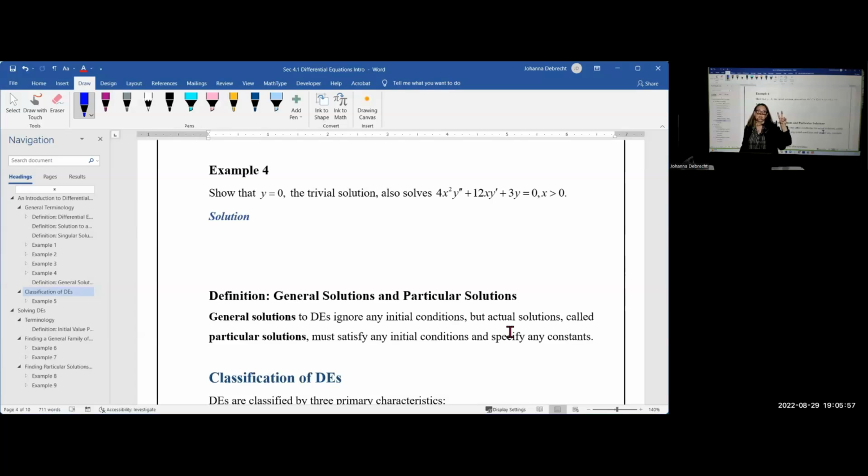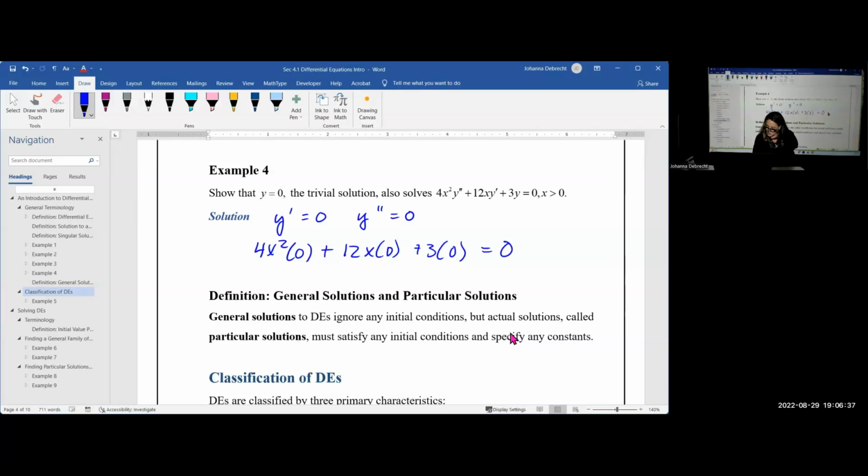We found two solutions for it that depended upon x, which means that they're not singular solutions, right? So this is a singular solution because it does not depend on the independent variable. It just has y equal to 0. So it doesn't depend on x. So again, if y is equal to 0, then the first derivative, y prime, is 0 and y double prime equals 0. So we get 4x squared times 0 plus 12x times 0 plus 3 times the function itself is 0.